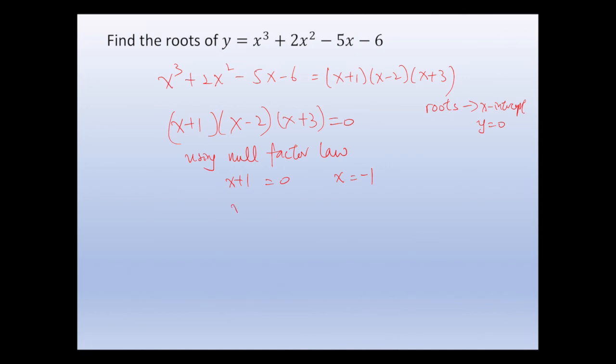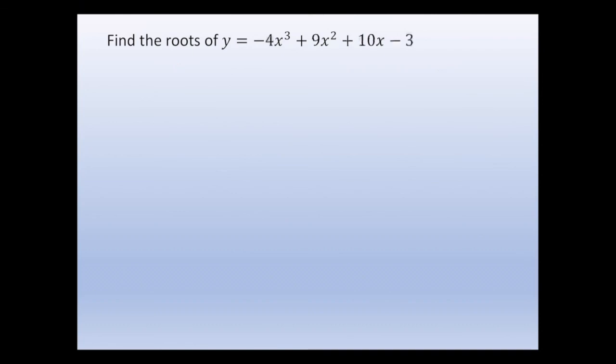Therefore, using the null factor law, we know that x plus 1 equals 0, x equals minus 1. x minus 2 equals 0, x equals 2, and x plus 3 equals 0, x equals minus 3. So the coordinates of the roots are minus 1, 0, 2, 0, and minus 3, 0. So you can see that it is really useful when we need to find the roots of a cubic, especially when we are sketching it.